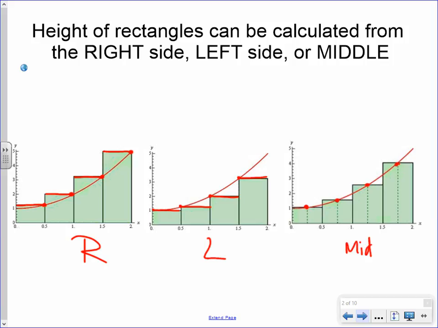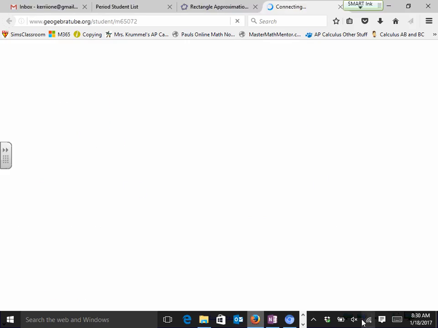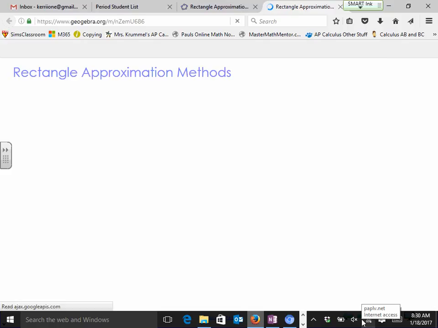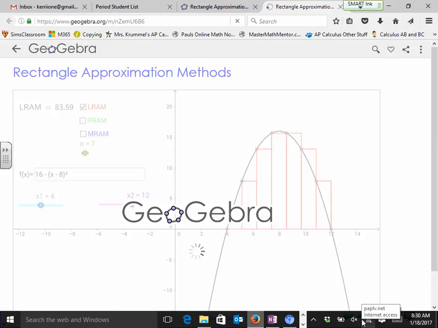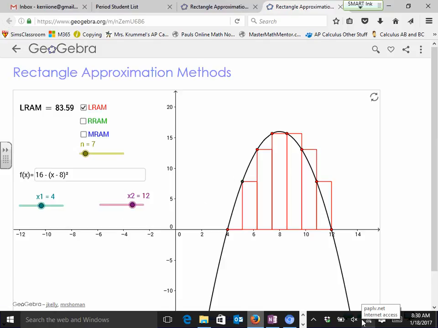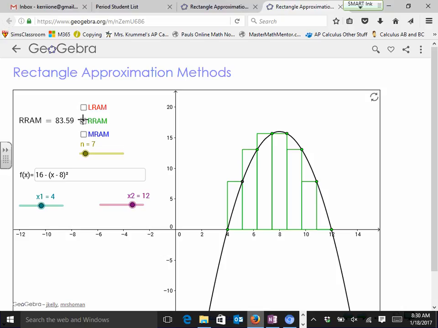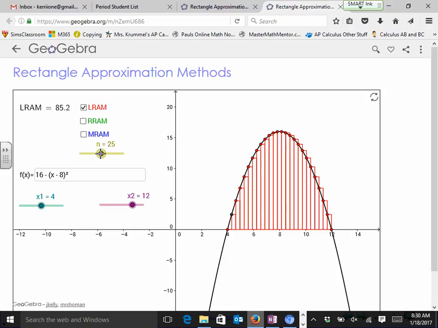Now, I'm going to click this button here. We're going to go to a website. So here's a parabola. These are left endpoint rectangles. These are right endpoint rectangles. And these are midpoint rectangles. Now, what do you think is going to happen if we increase the number of rectangles that we use?